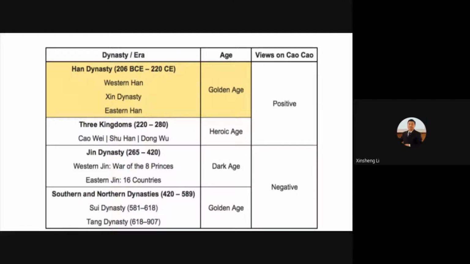It first emerged towards the end of the Eastern Han Dynasty. Let's see the Han Dynasty. The Han Dynasty is divided into the West Han, Xin Dynasty, and the Eastern Han Dynasty. This style emerged at the end of the Eastern Han Dynasty.